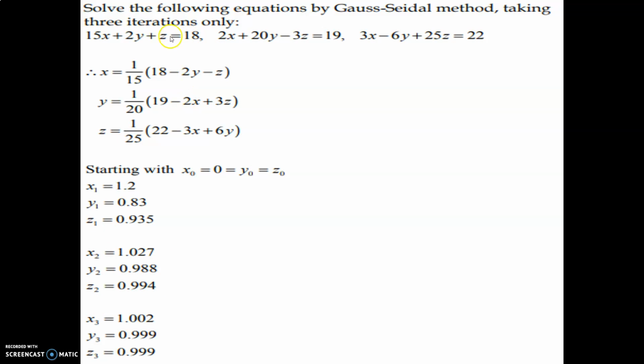Resubstitute the values of this expression in this equation. So we derive x3 is equal to 1.002, and y3. So we have to resubstitute. y3 is 0.999, z3 0.999.